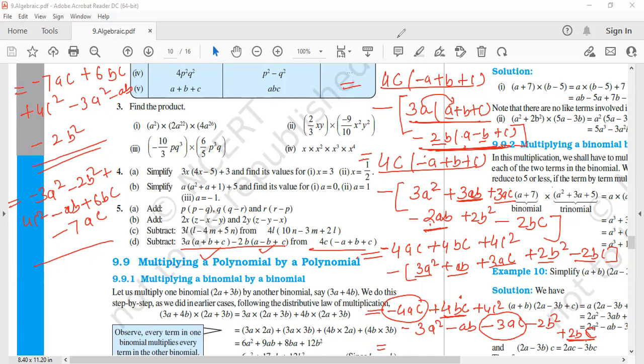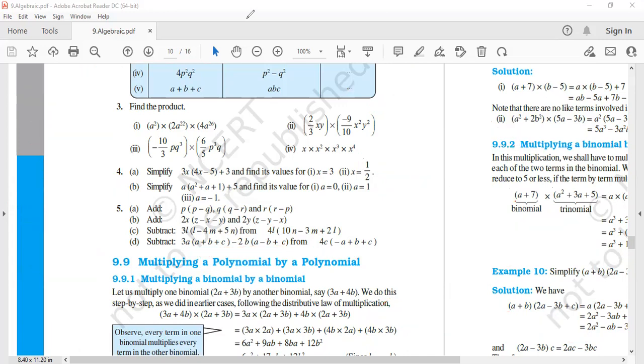I hope you understood the solution of this exercise. Please practice it at least once more at your home. Now I'm going to clear the screen and also going to end the class. I hope you understood these things.